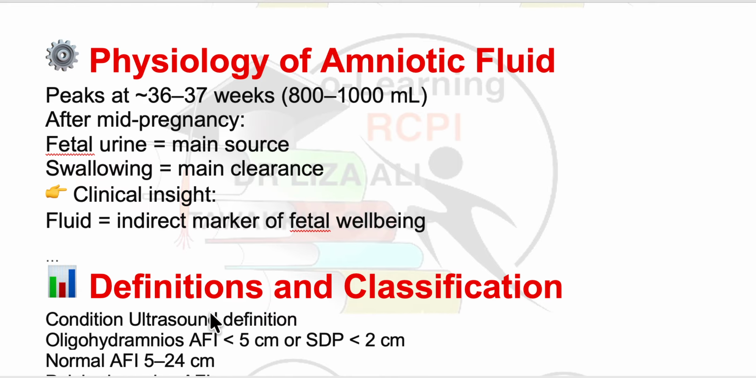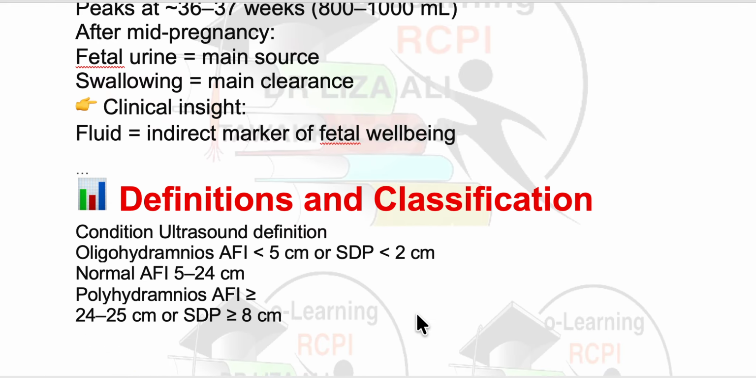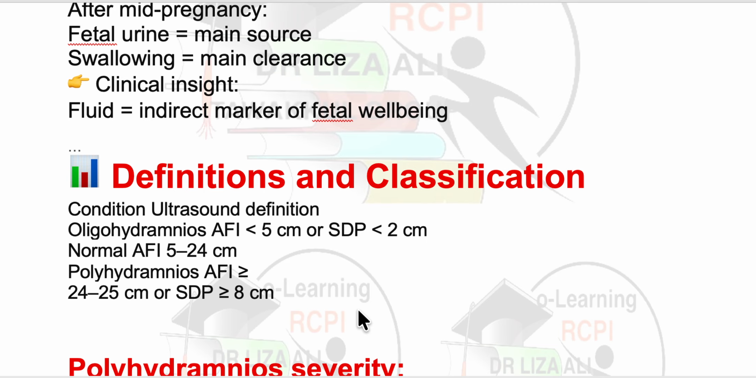Now, the definition and the classification. This depends upon the ultrasound; ultrasound is what we use. Oligohydramnios means an amniotic fluid index less than 5 centimeters. See the difference here: the index is measured across 4 quadrants.